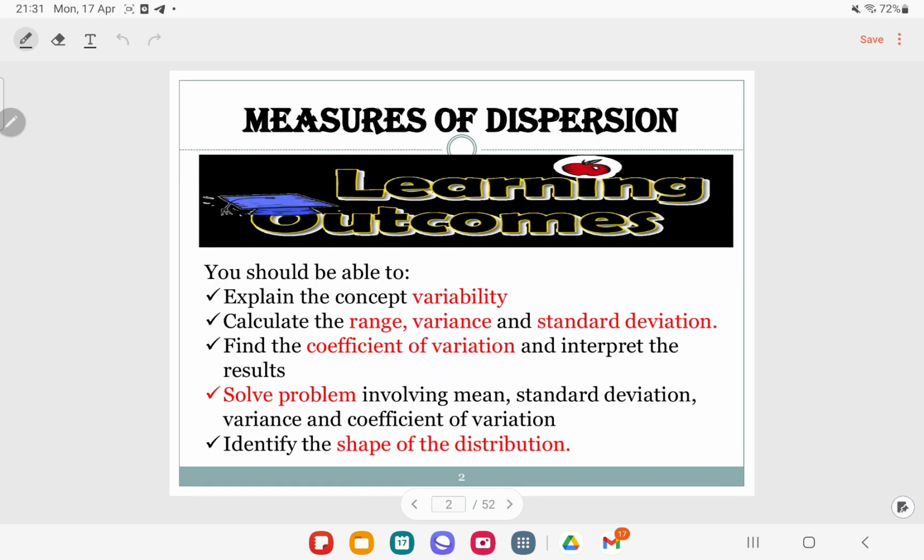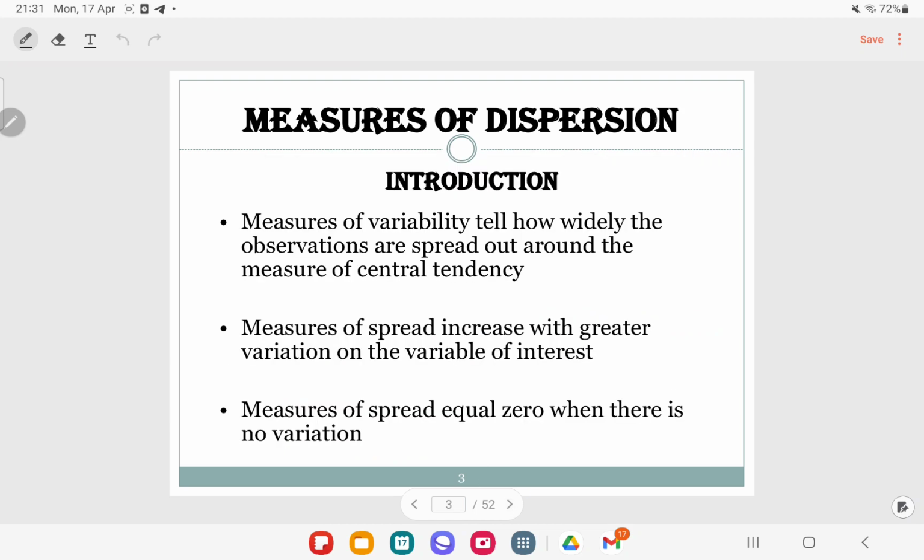Okay, so in this topic, you will be able to explain the concept of variability, calculate the range, variance, and standard deviation, find the coefficient of variation and interpret the results, solve problems involving the mean, standard deviation, variance, and coefficient of variation, and lastly identify the shape of the distribution.